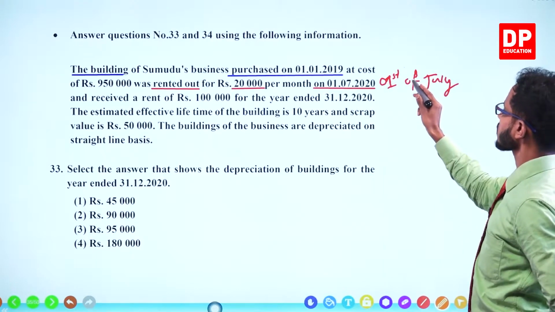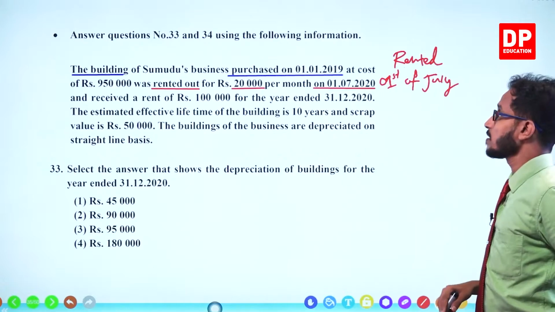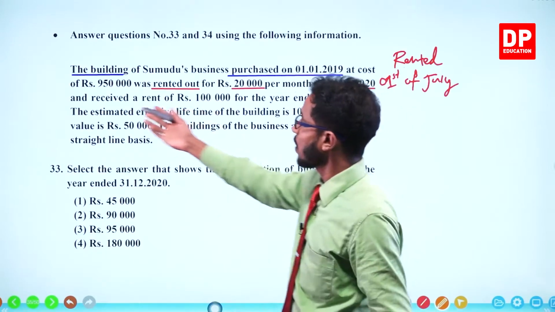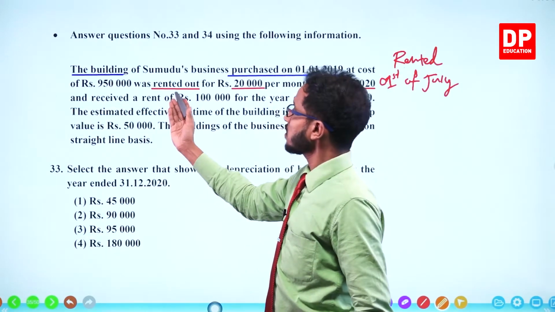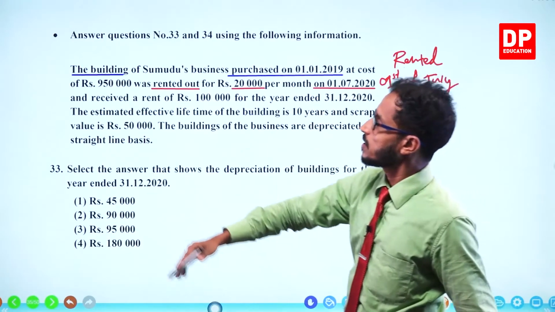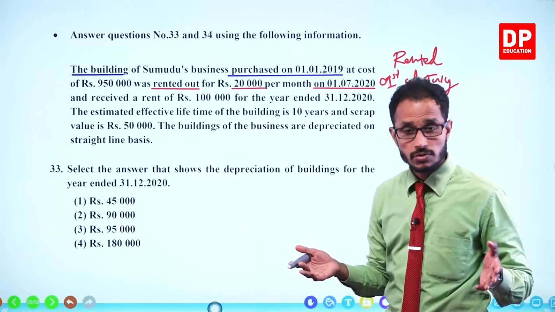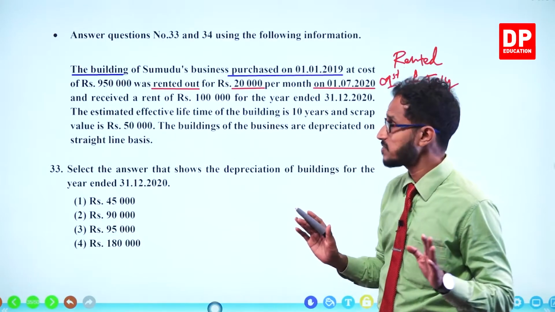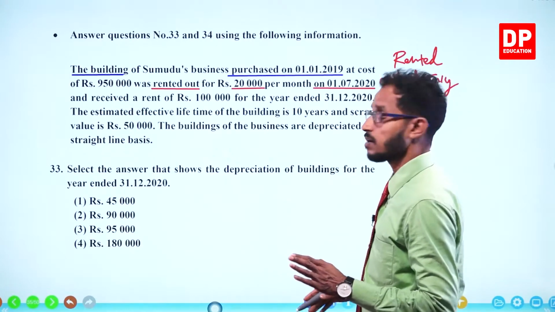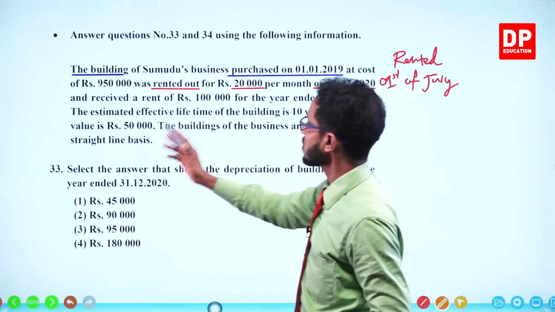Okay, rented on 1st of July. And move on. Received a rent of 100,000 for the year 31st/12/2020. The total rent received 100,000 for the year ended 31st December 2020. Estimated effective lifetime of the building 10 years.